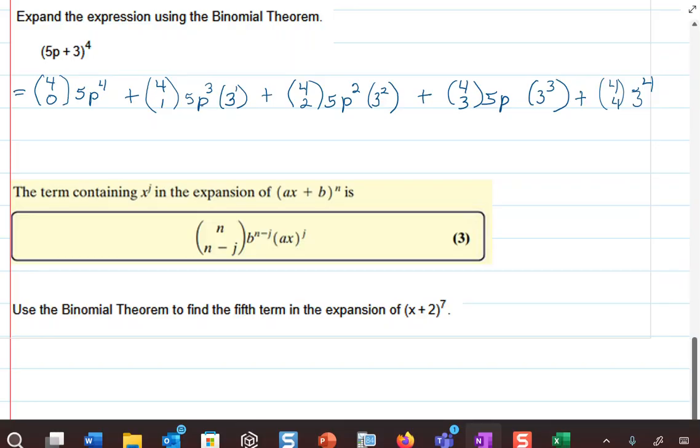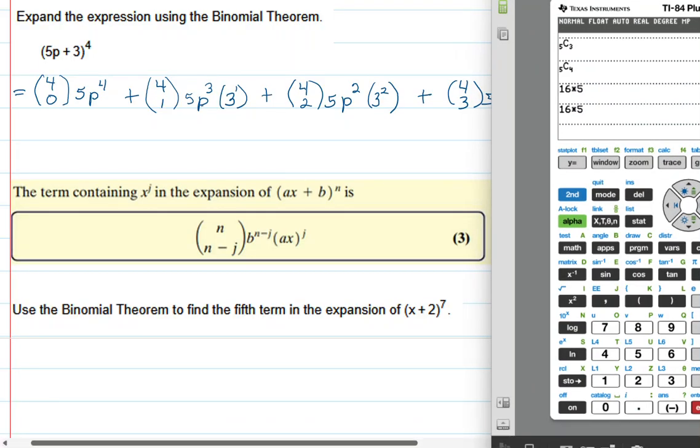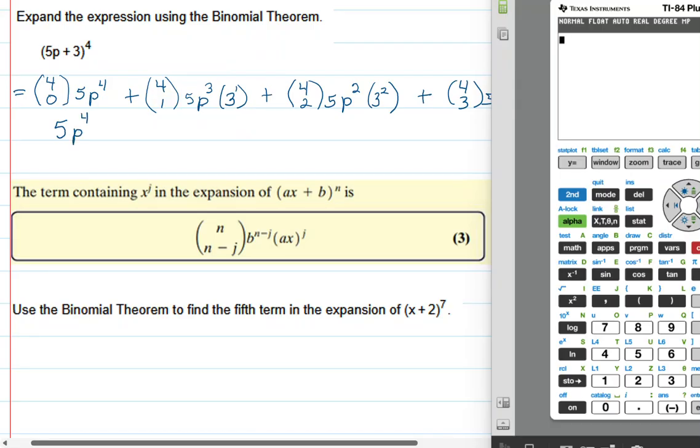Now we're going to take that shortcut I told you about. Here we go with the calculator. I'm going to clear everything out. We're going to do the combination and any exponent. The first one is easy. It is what? 5p to the 4. The second one, we know this is 4, right? Times 3 times 5. Ready? All of the numbers multiplied.